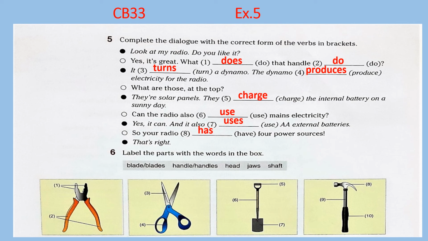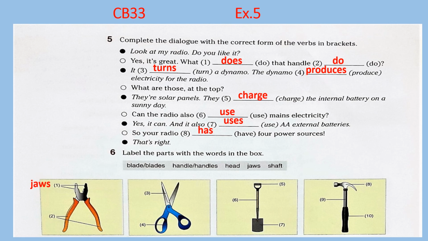Good. Now let's move to exercise 6. Label the parts with the words in the box. We have blade or blades, handle, handles, head, jaws, shaft. Okay, the first tool on the left is a pair of pliers. The second one from the left is a pair of scissors, then a shovel, and finally a hammer. Number 1, what should we write in number 1?